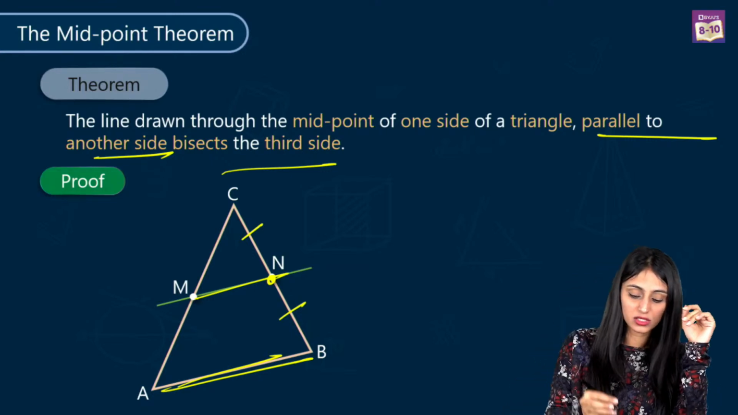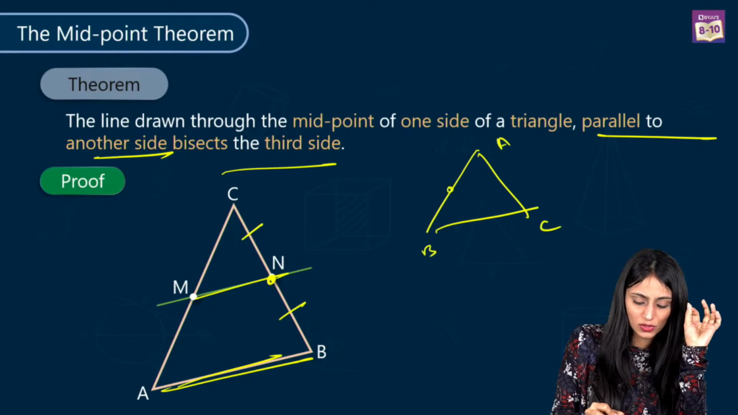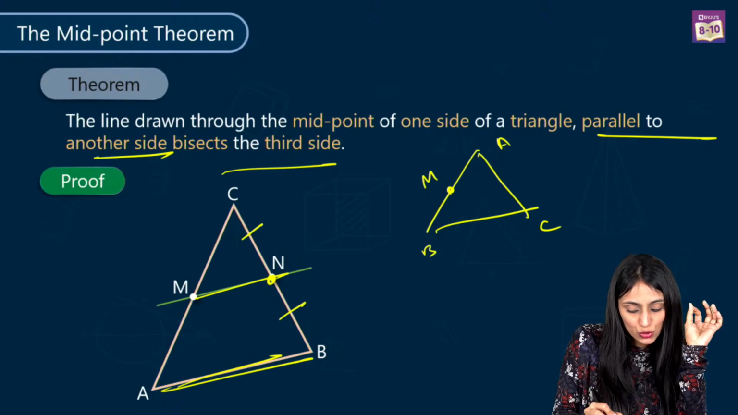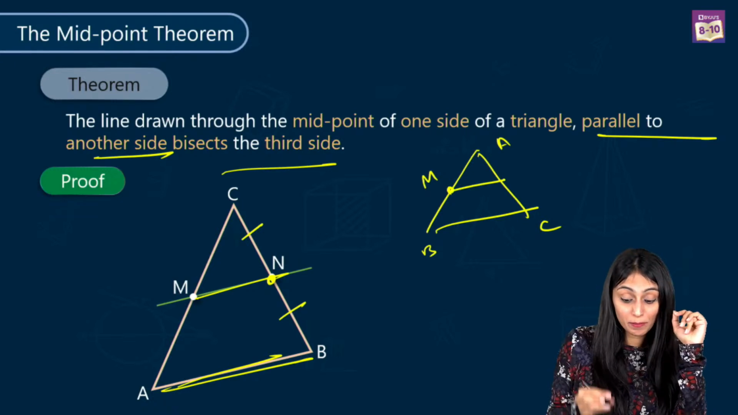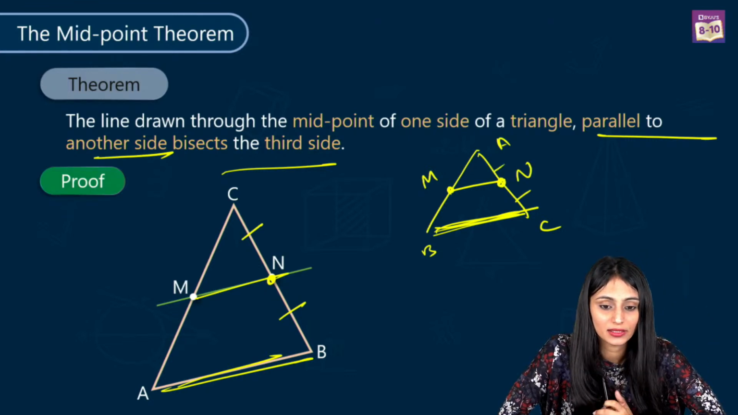So basically the crux is you have a triangle. You can draw the midpoint on any one side. Let's suppose I draw it here, this is M. You draw any line from here. It should be parallel to the third side. Then it will definitely bisect the third side. This will become equal.